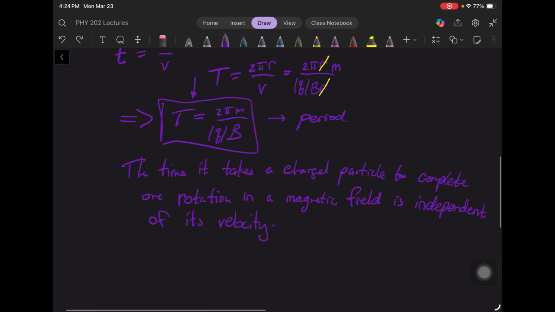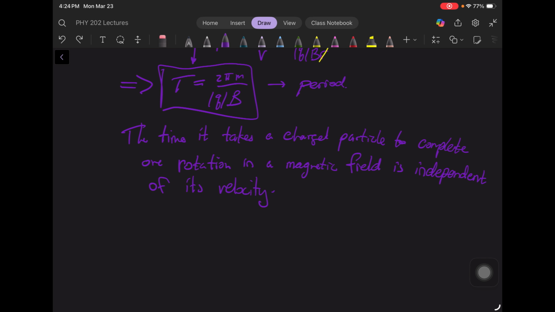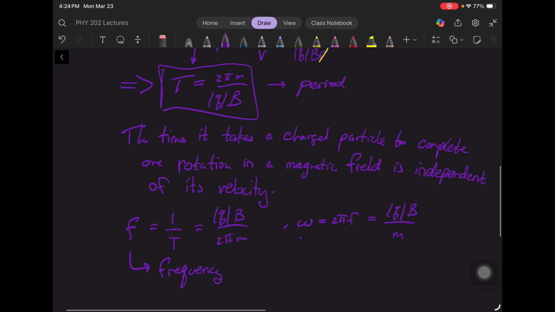And then, we can always do the other games we play. f is 1 over T is equal to qB over 2 pi m. We have omega is 2 pi f. And so that gives us qB over m. All right, and so that's if you want the frequency or the angular frequency.